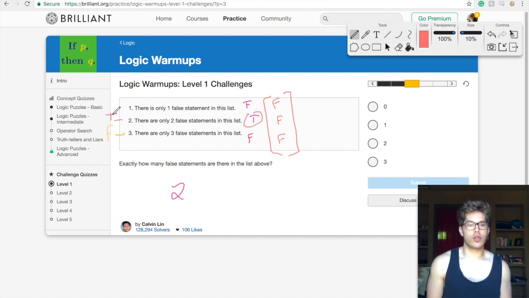And if statement 2 is true, there are only 2 false statements in the list, then statement 1 must be false. There is only one false statement in the list, and this is false because there's 2 false statements. So I'm going with choice 2.